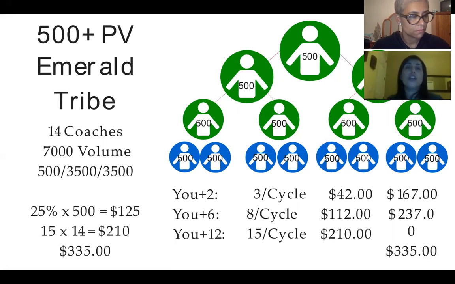So now let's take a look and see what happens when you have 6 coaches. It's you and 6 coaches. I'm not going to break it down as I did with the you plus 2, but you'll have 8 cycles for that month. That in bonus, you will make $112. And then if you keep that retail sale of the $500 in that month, 25%, you add the 125, that gives you the $237.